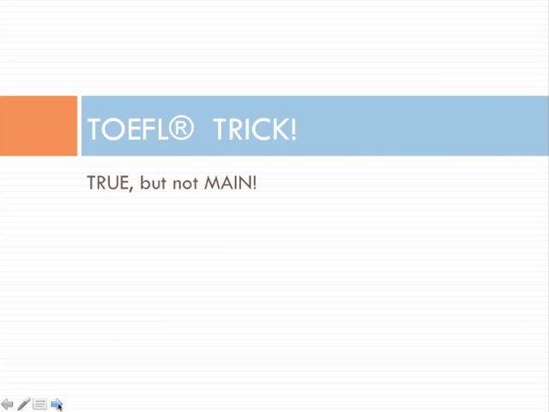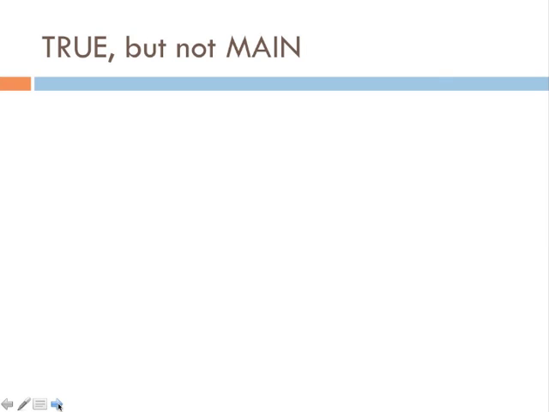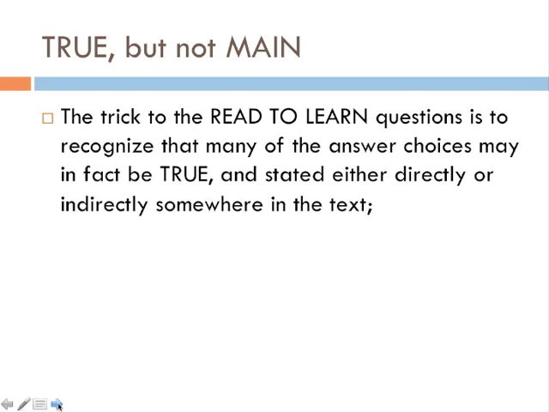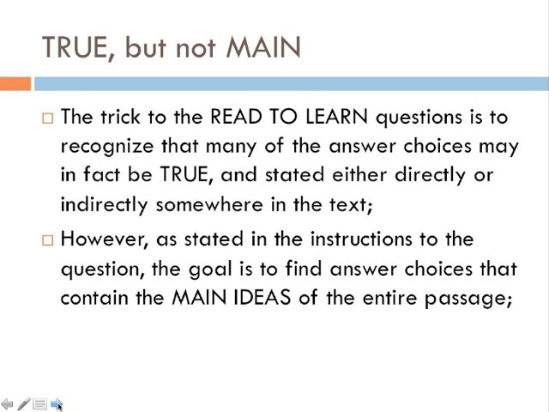Now, the first thing we need to recognize is the trick discussed in the instructions. The idea here is that some of the information might be true, but is not necessarily the main idea. That's a little hard to understand, because most of the time there's only one true answer, with the exception of the negative detail question. Again, as we stated in the instructions, the goal here is that you have to find the main ideas of the entire passage.